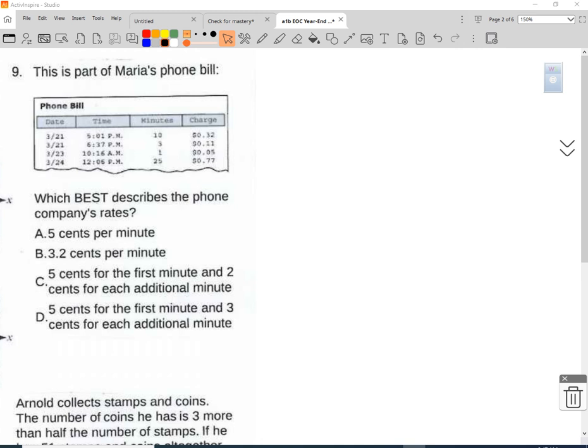All right, we're going to go ahead and get started. You should have 1 through 8, except for number 4 from yesterday, and we're going to start with number 9. This is part of Maria's phone bill. So you look at the dates. Everybody look at the phone bill. Look at the date, the time she was on the phone, and how much it cost her. So everybody look at the chart there. And then they give us some options. They ask us to tell them which of these statements best describes the phone company's rate.